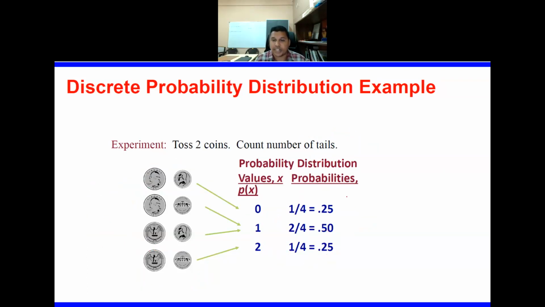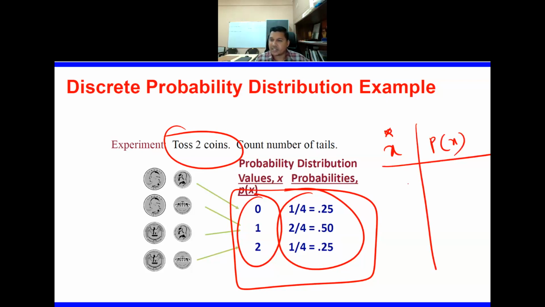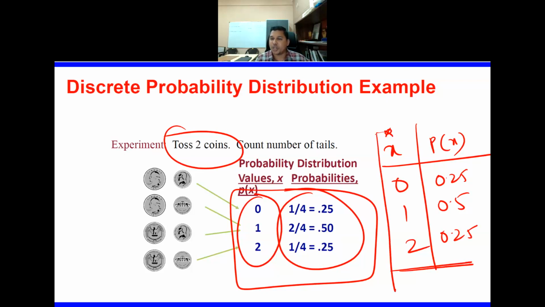Okay. So this is your probability distribution. You are writing the possible outcomes along with their probabilities. So if somebody asks you what is the probability distribution when you toss two coins, this is the data for that. You have the x value, small x, and you have their probability, P of x. It means getting zero tails, one tail, two tails. And the probabilities are 0.25, 0.5, 0.25. This is your probability distribution when you toss two coins.